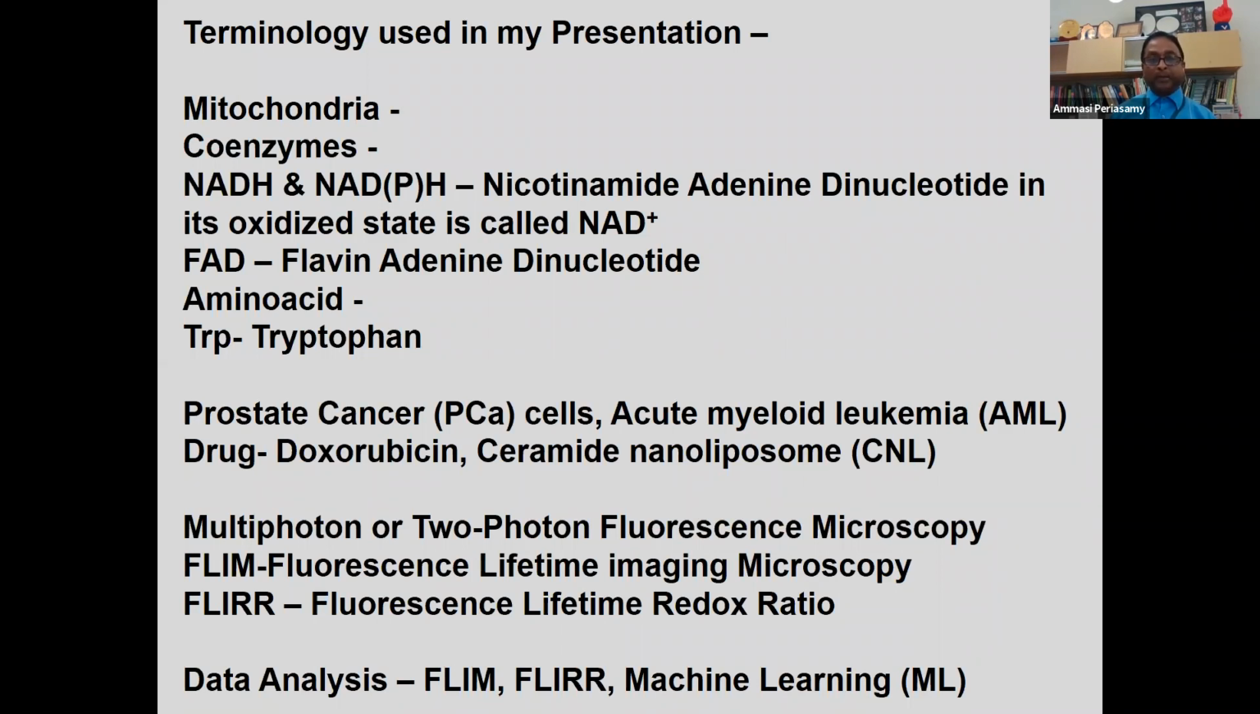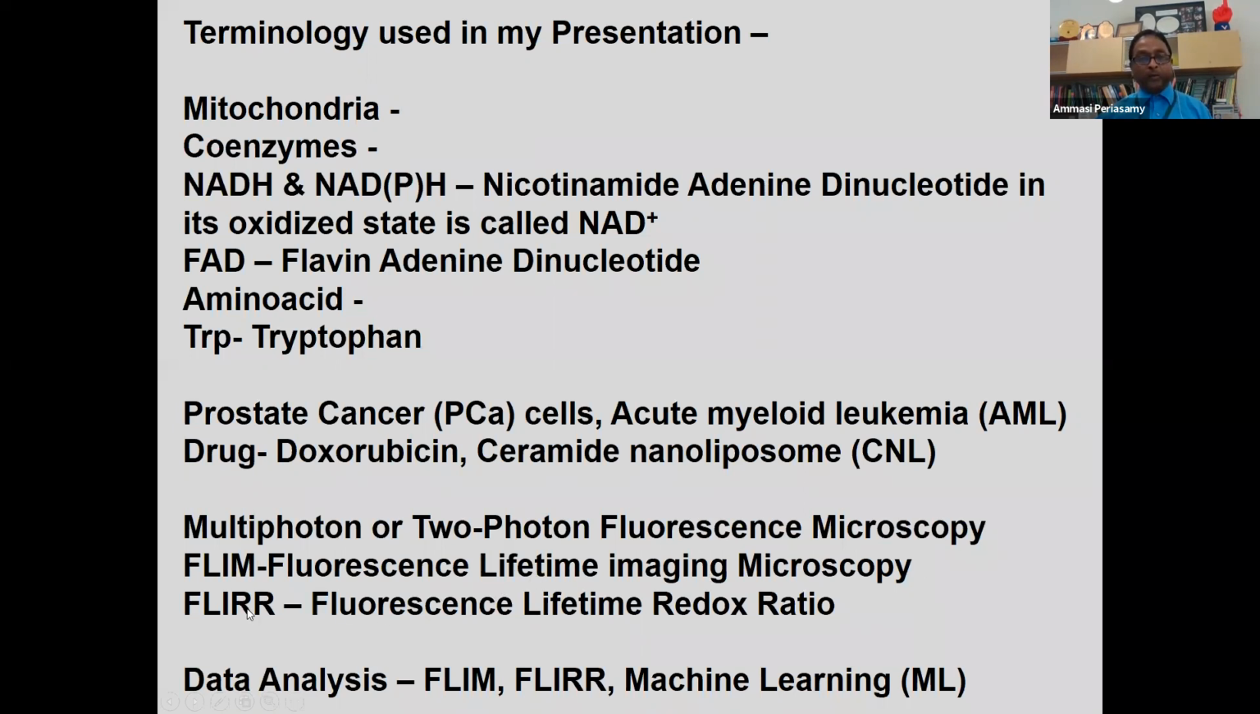The cells we will be using are prostate cancer cells and acute myeloid leukemia cells. The drug used for the investigation is doxorubicin for the prostate cancer cells and ceramide nanoliposomes for the leukemia cancer cells. The technique we use is two-photon fluorescence microscopy and two-photon fluorescence lifetime imaging microscopy.